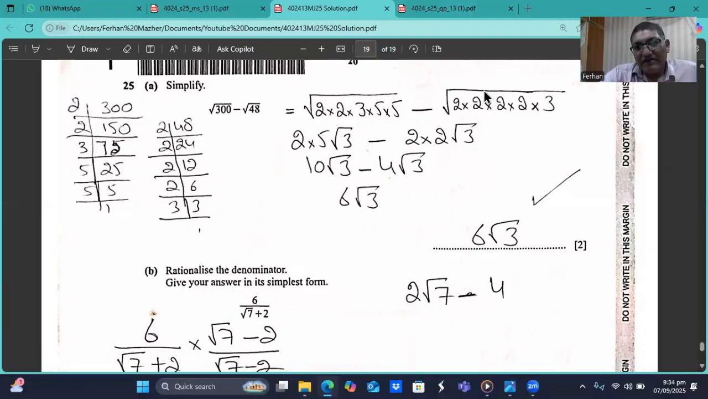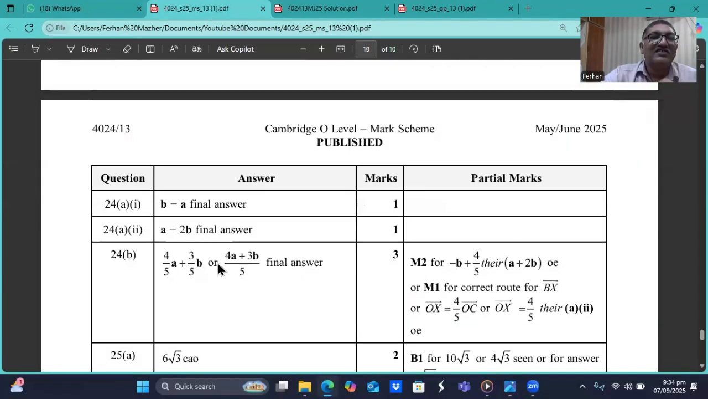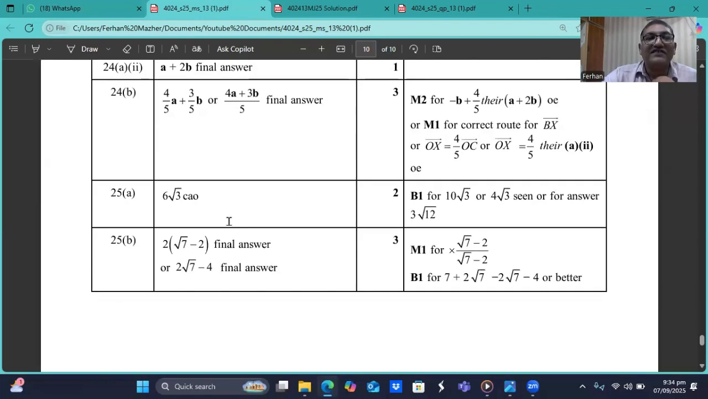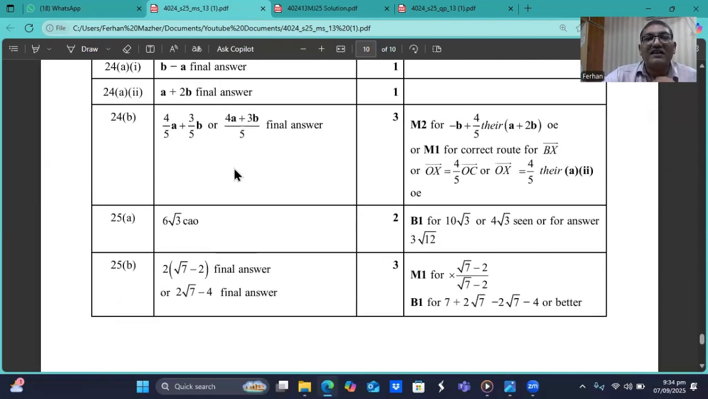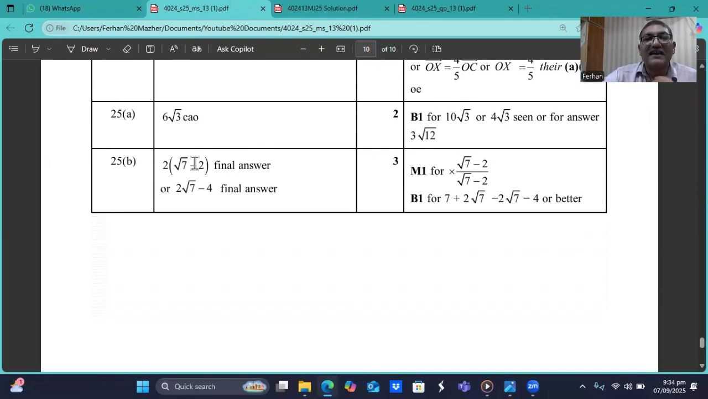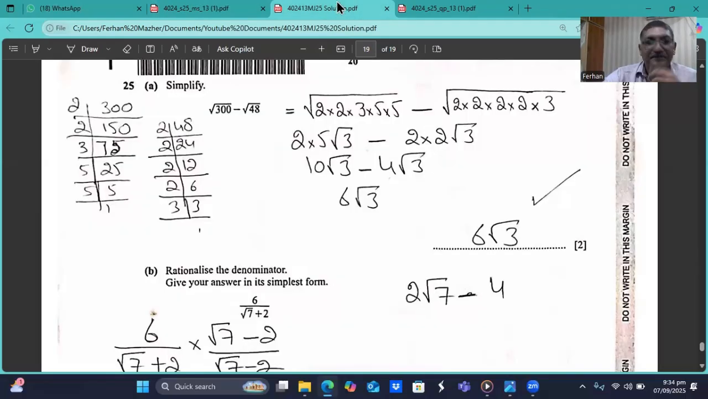Here we have a pair, comes out. Here we have a pair, comes out. This 3 does not have a pair, so it remains under that radical. So this is 10 under root 3 minus 4 under root 3. So 10 apples minus 4 apples, you will get 6 apples. So 6 under root 3 is the answer. So this is question number 25, 6 under root 3 is the answer there.